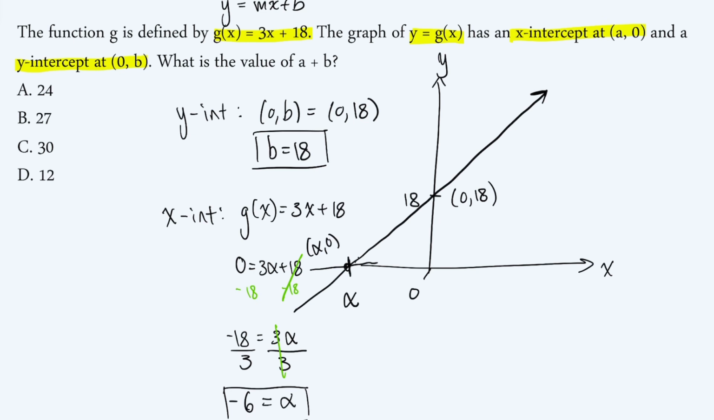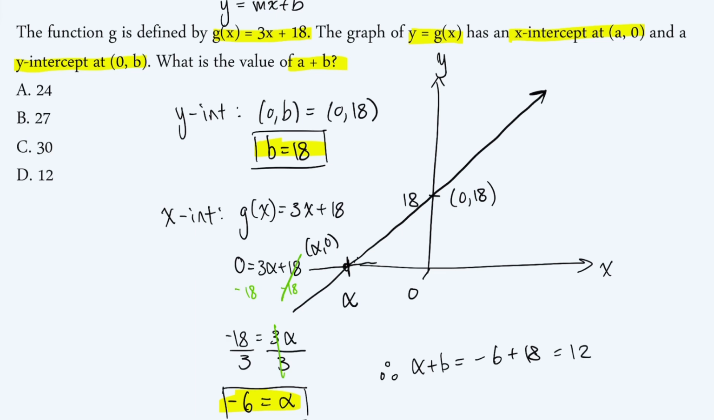Great. Well, now we can actually calculate what a plus b is. Therefore, a plus b is just negative 6 plus 18, which we got from here. And that gives us 12.